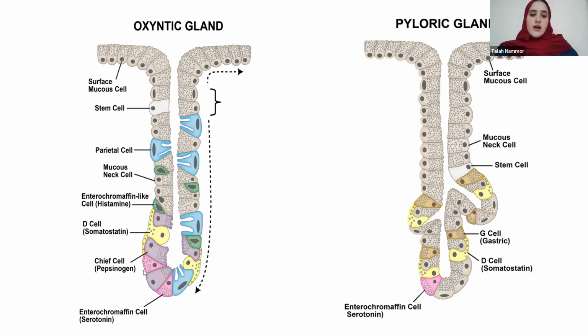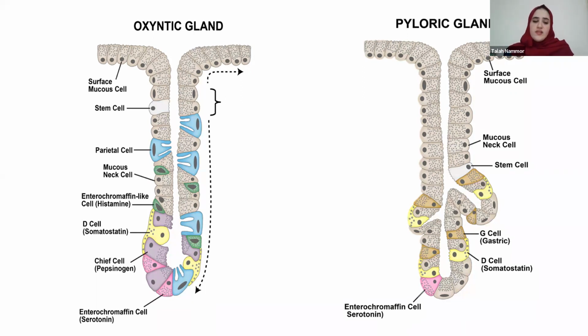Moving on, we have the chief cells. The chief cells are, again, only found in the oxyntic gland. They release pepsinogen. Pepsinogen is basically an enzyme, the inactive form of pepsin. And pepsin is an enzyme that breaks down proteins, from long chain peptides into tinier amino acids.